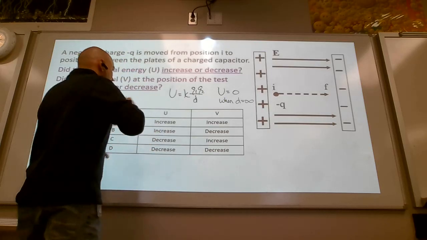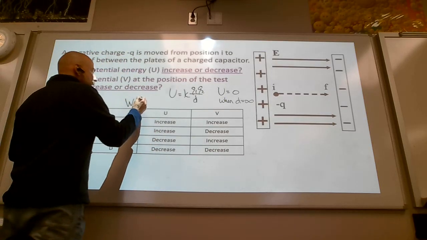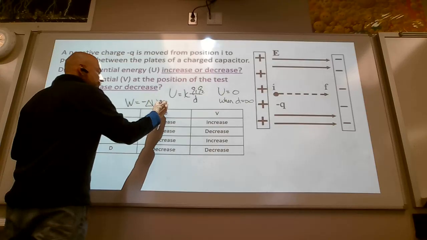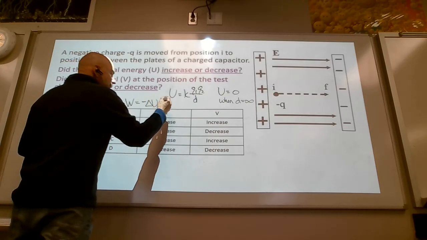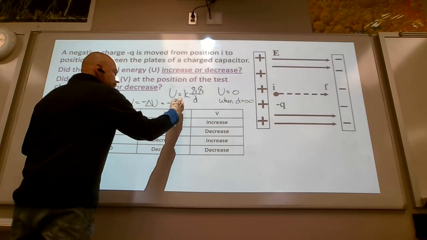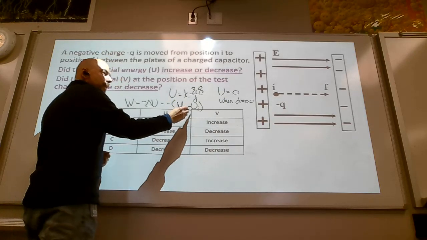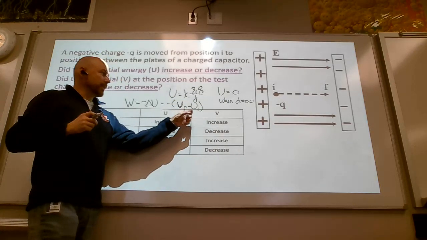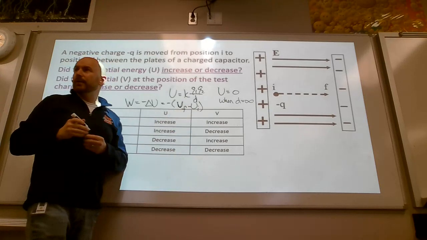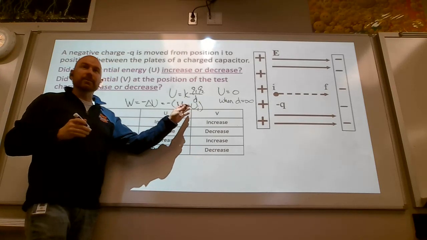Because what they're going to do is say the work is equal to the negative change in potential energy. The change is equal to final minus initial. We're going to make our initial location infinitely far away. So we're going to make our initial potential energy 0.